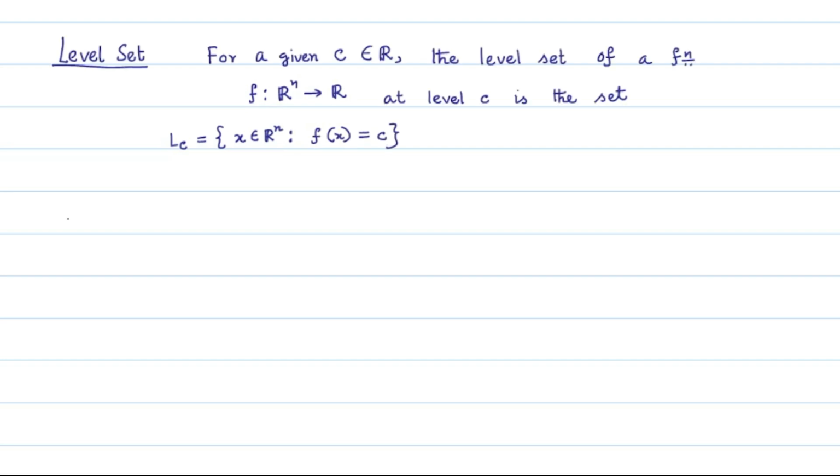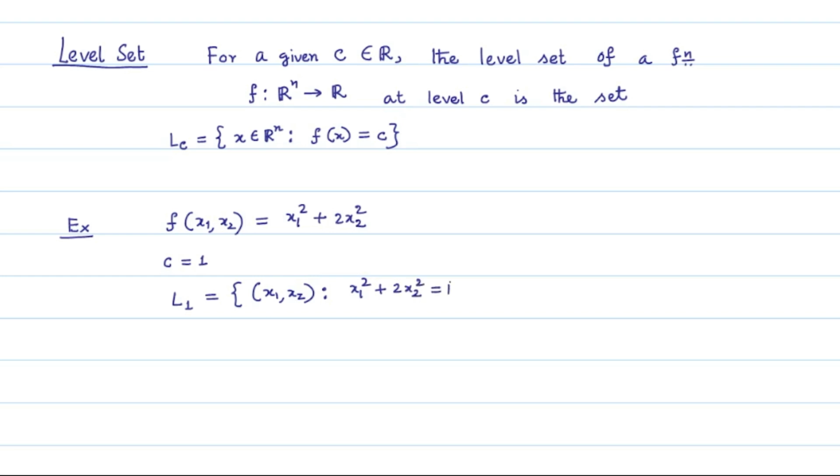By a level set of a given function f from Rn to R corresponding to a given level, say C, the level set of level C is the set of all points in Rn for which the value of the function is equal to C. For example, consider the function of 2 variables, f of x1, x2 equals x1 square plus 2x2 square, with C equal to say 1. The level set of level 1 for the function f is the set of points in the R2 plane for which x1 square plus 2x2 square is equal to 1, which identifies an ellipse in the R2 plane.